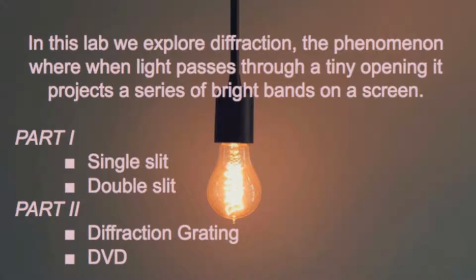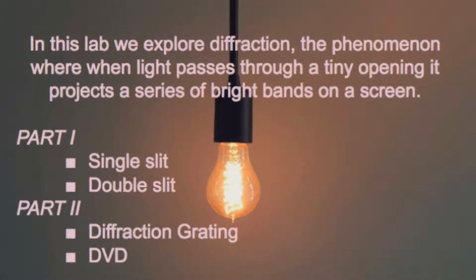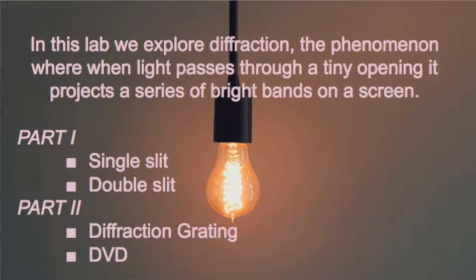In part 1 of this lab, we experiment with a single slit and a double slit. And in part 2, we use a diffraction grating and a DVD. With the DVD, we try to find the bit spacing and the ring spacing.